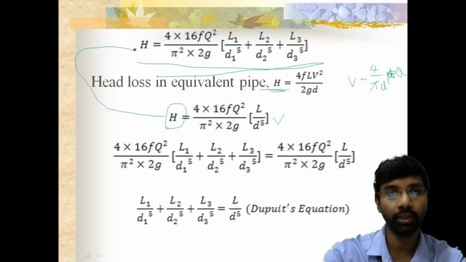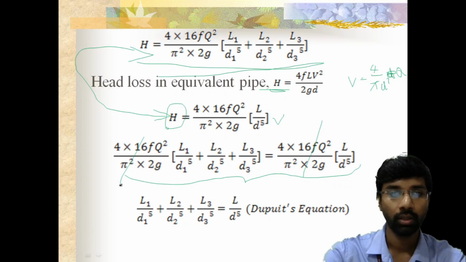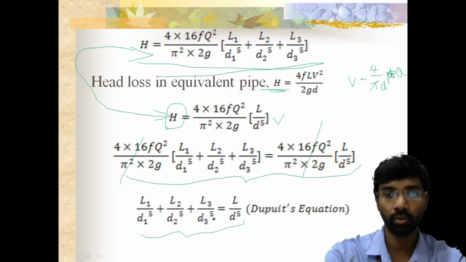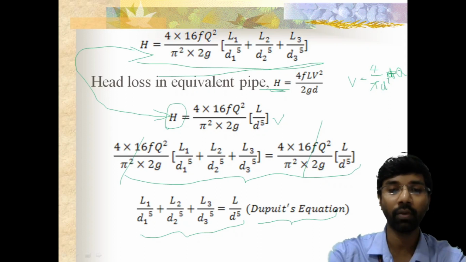So equating these two, you will get this equation. From the two equations you have the same constant term, so simply strike off the constant term. You will get L1 by D1 power 5 plus L2 by D2 power 5 plus L3 by D3 power 5 equals L by D power 5. This equation is called Dupuit's equation. You may be asked to derive this Dupuit's equation, or you may be asked to solve a problem, and if you solve a problem you may get clarity.